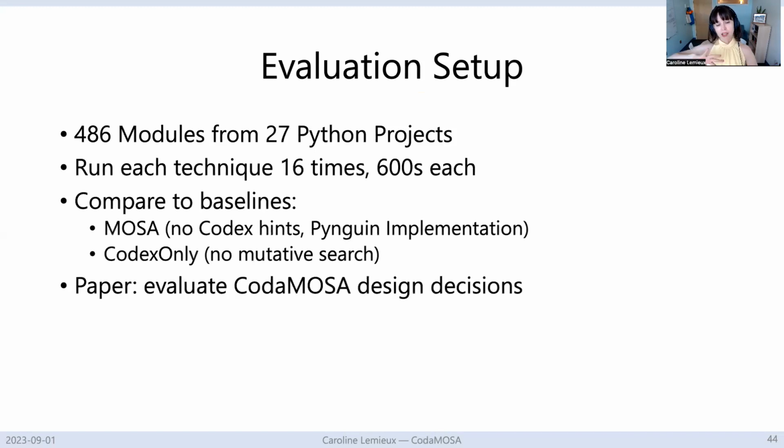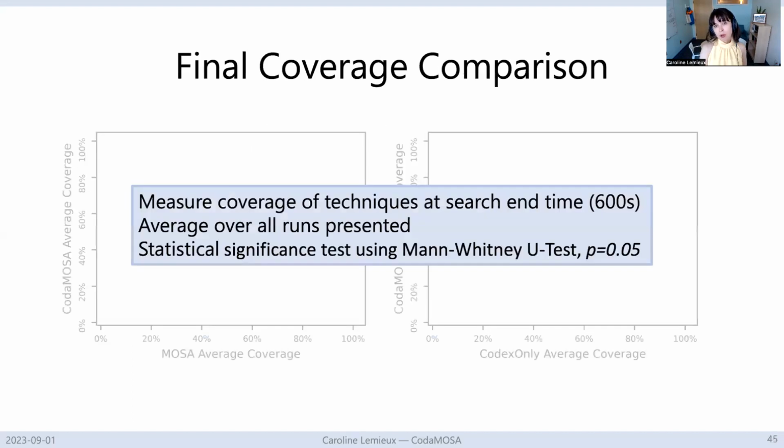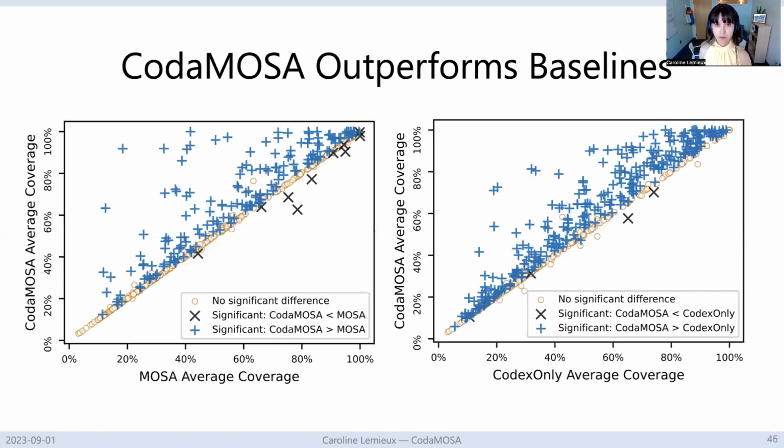And in the paper, I evaluate a lot of the different design decisions, but I'll only touch on one of those in the challenges here. But you can refer to the paper for more details on the design decisions and how they affect our performance. But I'll just give you the high-level coverage comparison in the end, where we measure coverage of each technique at the end of search time. I took the average over all runs, and I'll talk about statistical significance. By that, I mean I've used a Mann-Whitney U-test to compare the two sets of observations.